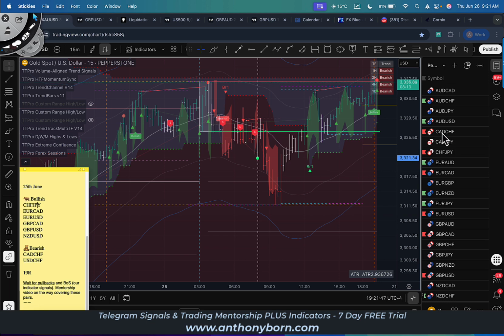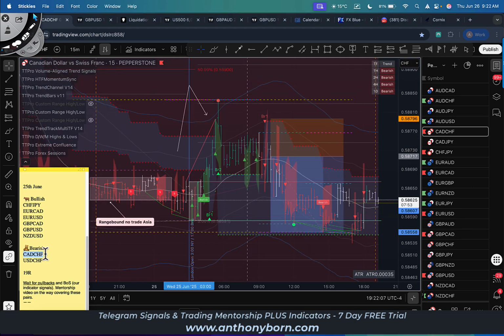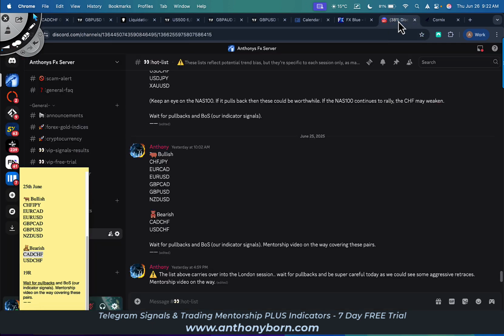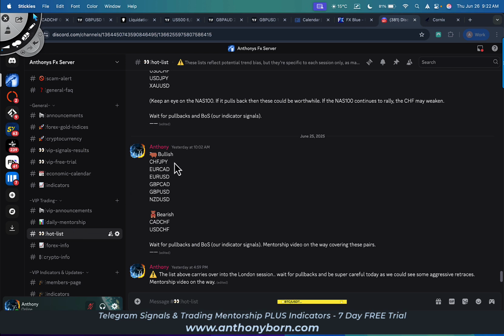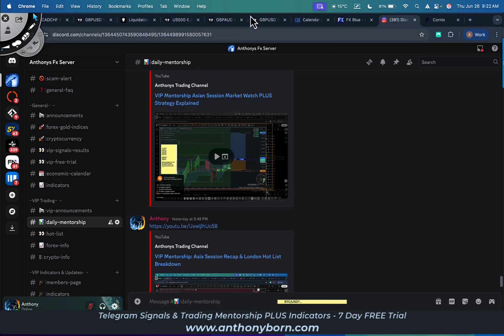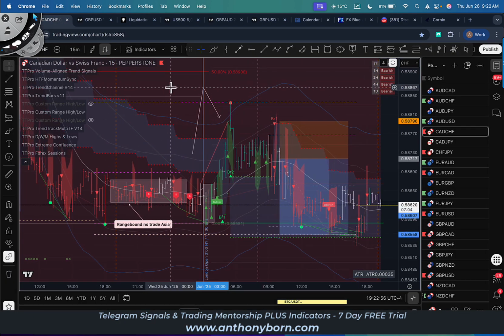I've highlighted them over here in red, so we'll just start with the CAD Swissy. This was a bearish opportunity, and I mentioned to VIP yesterday we're looking for the pullback. This is all explained in the mentorship videos. Just so you know, the mentorship videos cover this list during the 25th. So when I post this into Discord, I follow up immediately with a mentorship video covering the list and explaining how to take the trades. Now you'll be able to use this video as a tutorial as well.